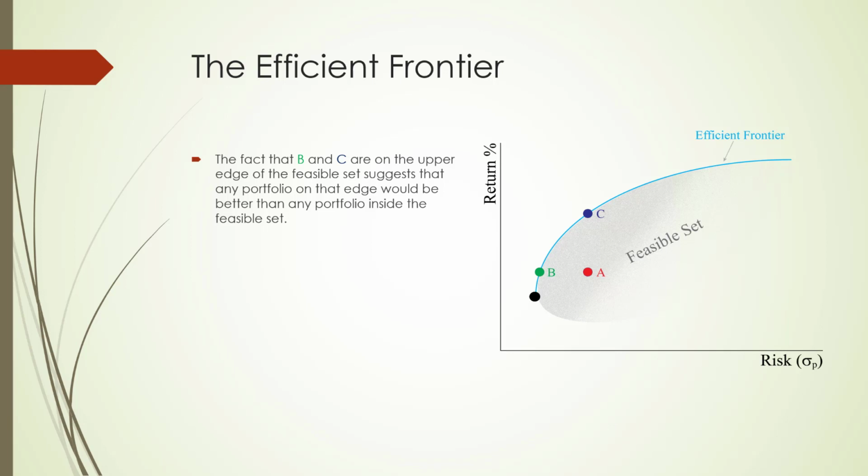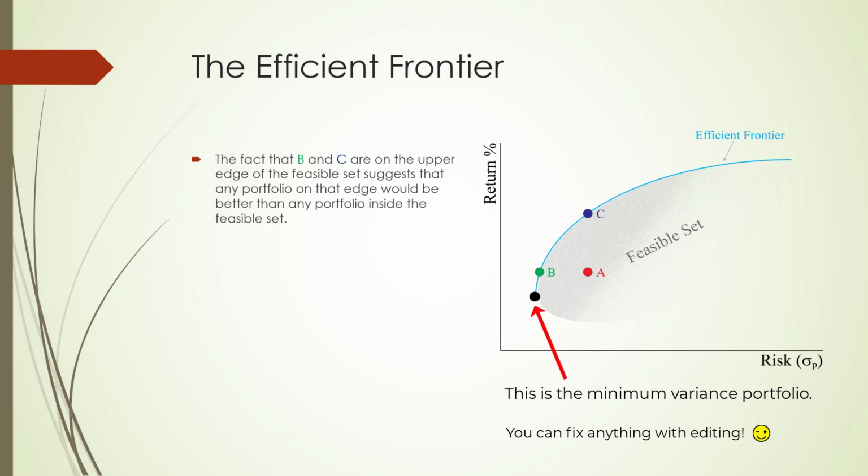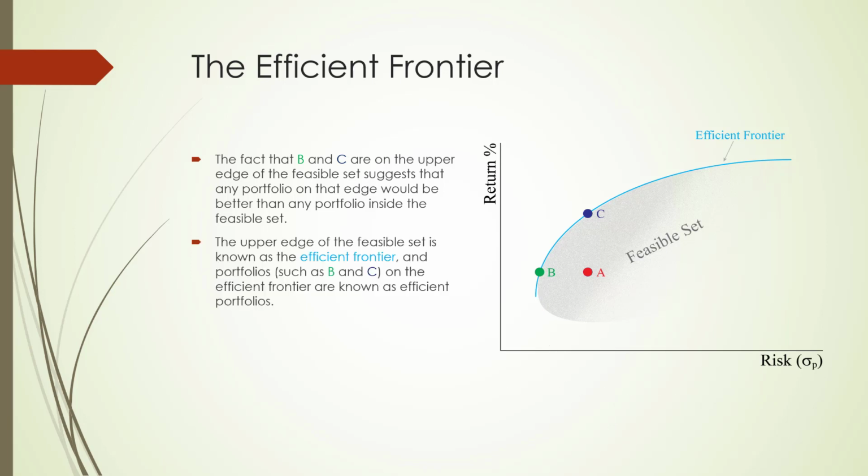Now, I haven't marked it here, but at the very beginning of the efficient frontier, just a little bit below B, is a portfolio called the minimum variance portfolio. That is the least risky portfolio that you can possibly create. Now, notice that all investors will want to own a portfolio that is on the efficient frontier. Any other portfolio inside the feasible set would be irrational because they could get, for the same level of risk, a higher return on the frontier.